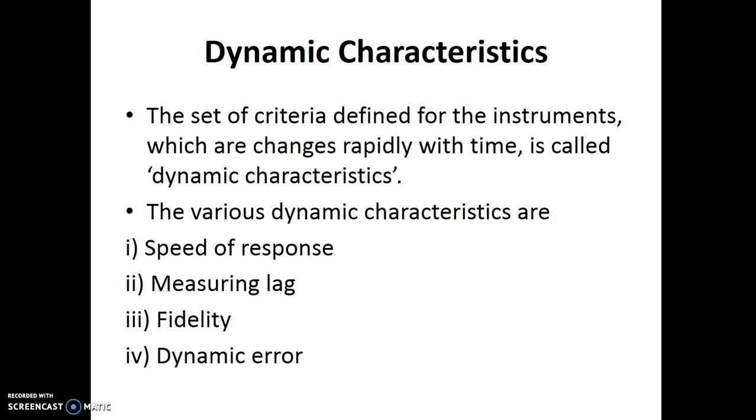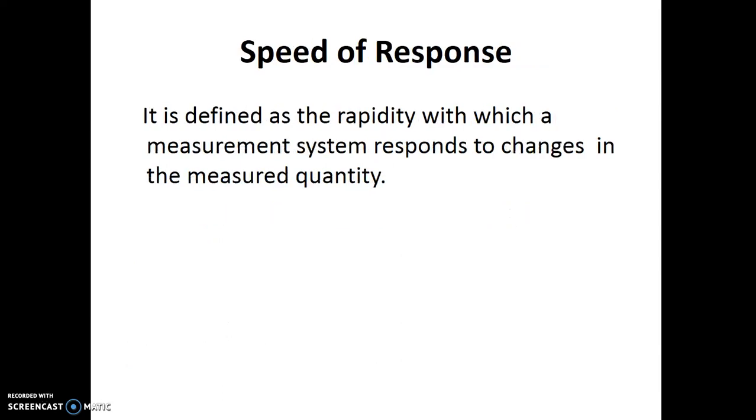Now we'll discuss the dynamic characteristics of the measurement system. The set of criteria defined for the instruments which change rapidly with time is called dynamic characteristics. There are 4 dynamic characteristics. First one is speed of response, second measuring lag, third one is fidelity, and fourth one is dynamic error. We'll see one by one.